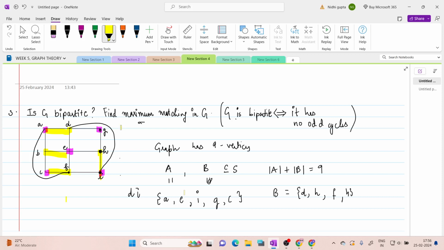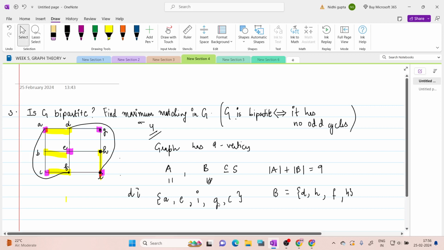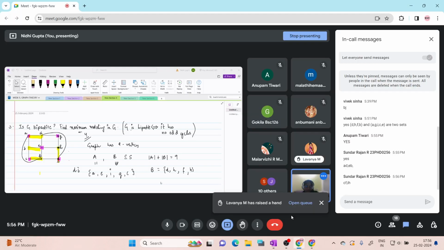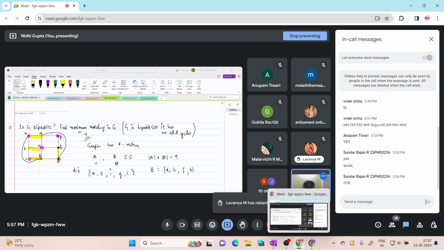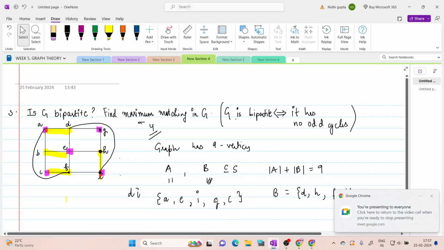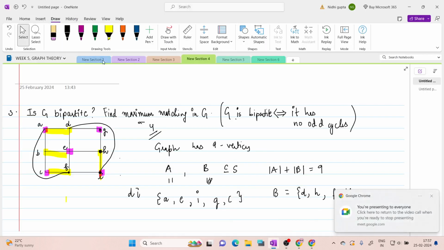So what is the size of the maximum matching? 4. Okay. Lavanya has raised her hand. Is there a question, or do you want to give a different matching? Okay, so this question is done then. This was about matching. Now we'll look at stable matchings.